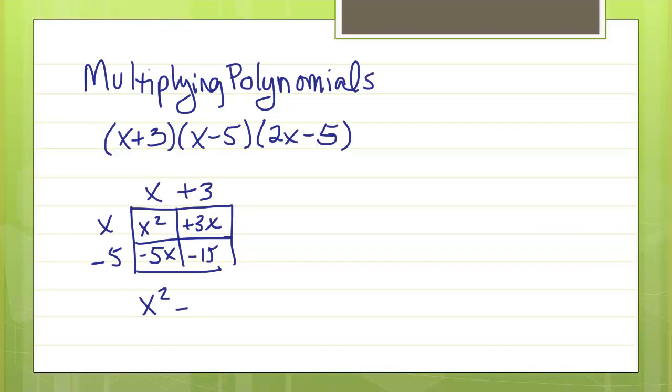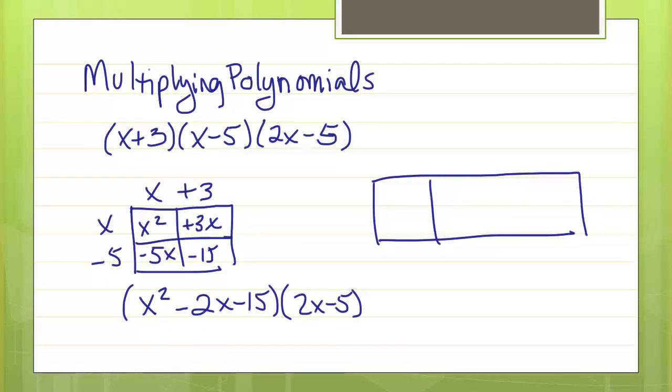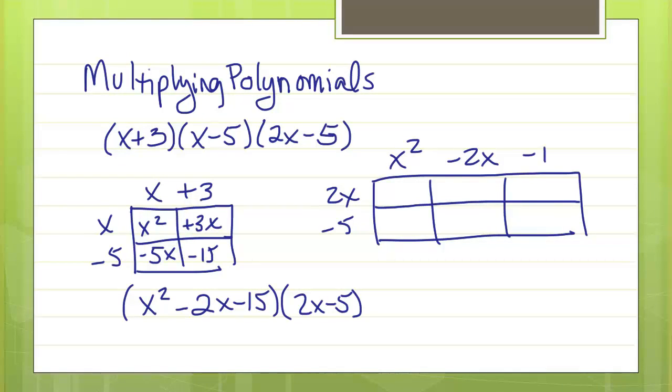So we've got x squared minus 2x minus 15. Now I've got that times the third one there. So now I just need another box. This time it's going to be a trinomial and a binomial. So 2x minus 5 and our x squared minus 2x minus 15. So I've got 2x to the third minus 5x squared minus 4x squared plus 10x minus 30x plus 75.